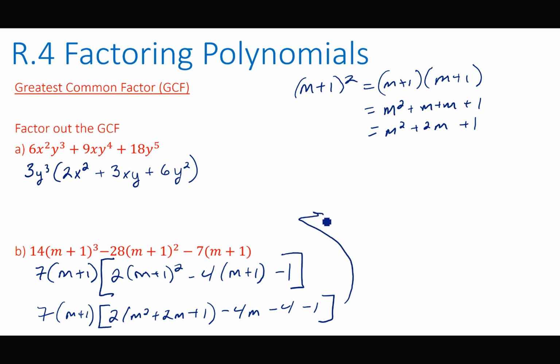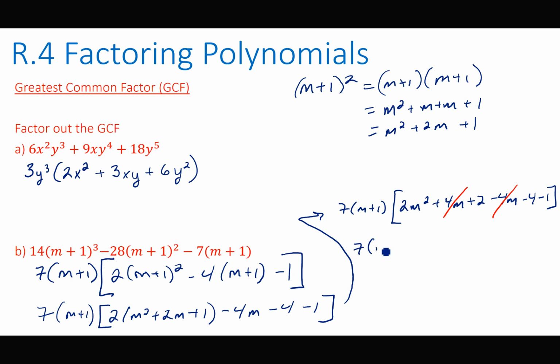All right, let's continue to simplify this. So 7 times m plus 1. In my brackets here, I'd have 2m squared plus 4m plus 2 minus 4m minus 4 minus 1. All I'm doing is expanding through all my terms. Well, I can see I have a positive 4m and a negative 4m. So those ones go away. I don't have to worry about that. So that's the only thing that will go away.